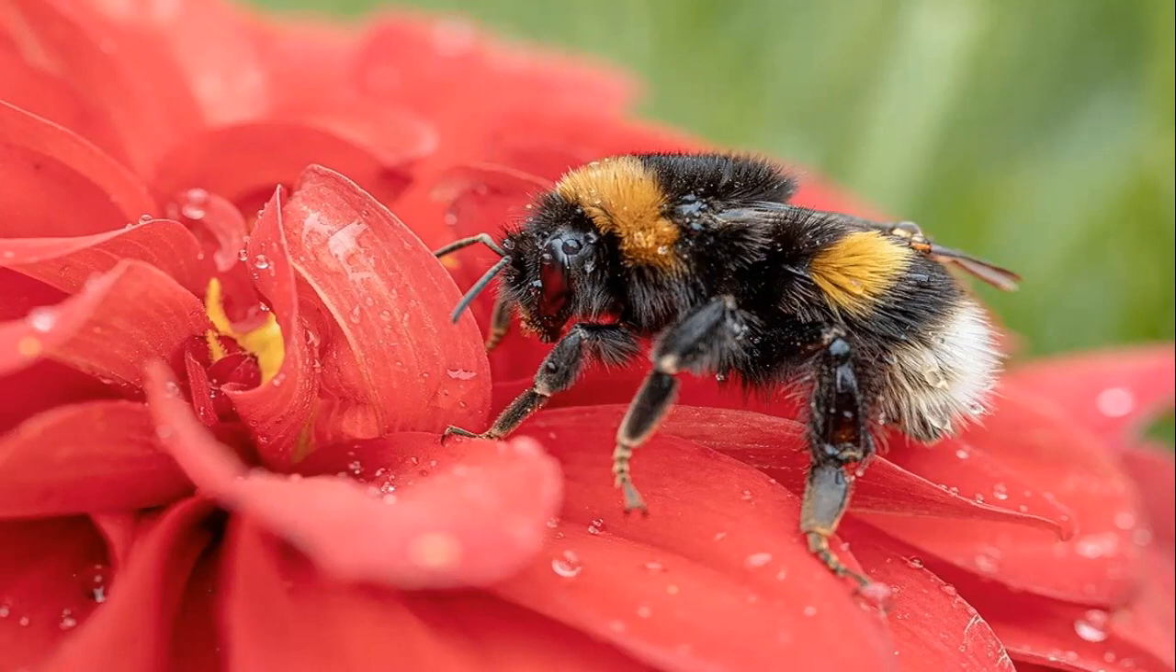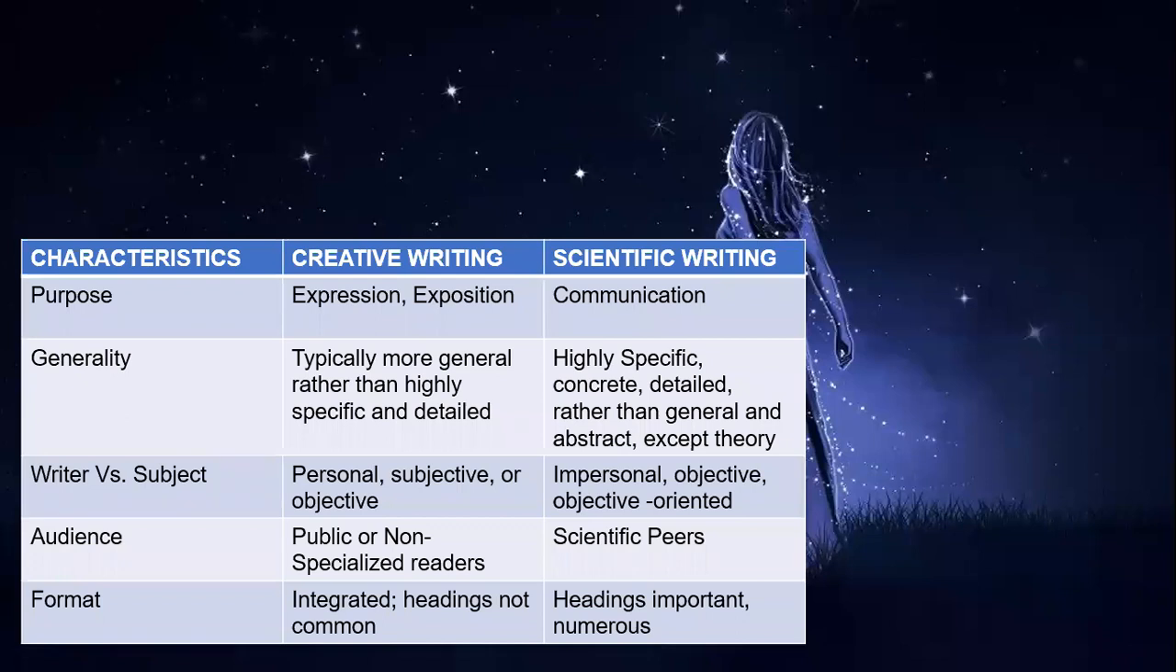Or if you are a creative writer and you see this image, perhaps you'll be inspired to write a song or a poem or anything that reminds you of the beauty of nature. So there it is. Imagine yourself now as a creative writer, and you will see the difference between creative writers and scientific writers. So these two are distinct in characteristics. Let's start with its purpose.